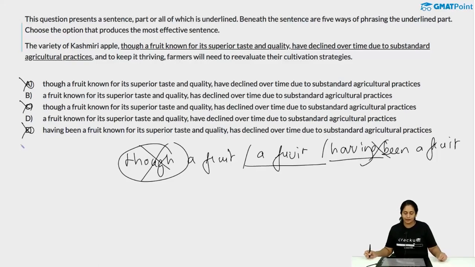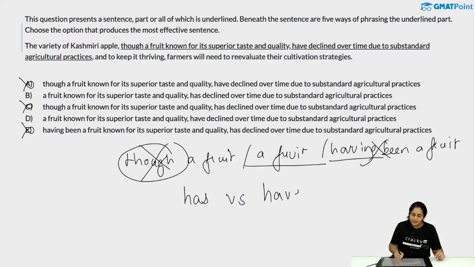Has declined, have declined. So the second split that I see is has versus have. Now what is this verb referring to? The verb is referring to the variety. The variety has declined. Now variety is a singular noun. So has declined is correct, have declined is incorrect.